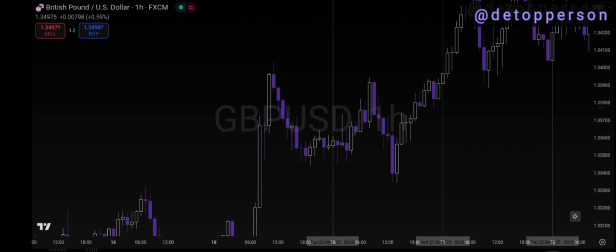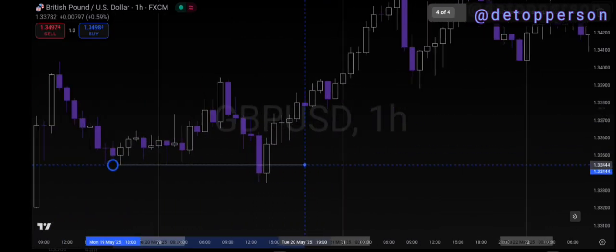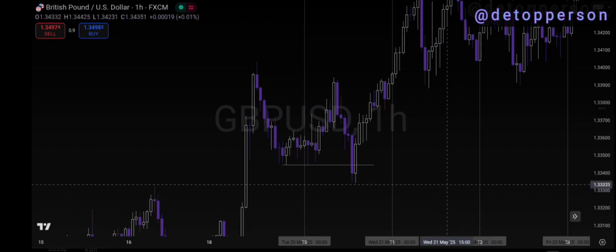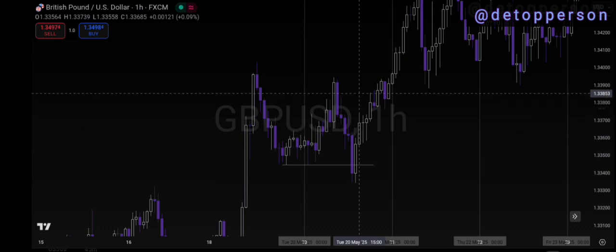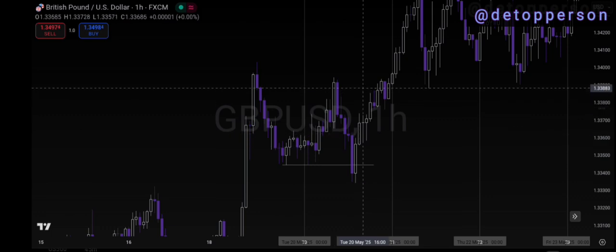So this right here is a buy side liquidity inside a key level, which is our fair value gap. Now when price got here, check the timing. New York session on Tuesday. What happened? An expansion. Guys, it's just clean.